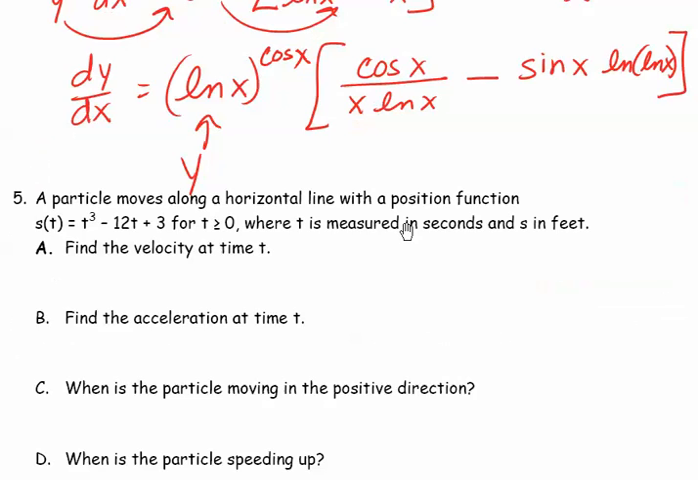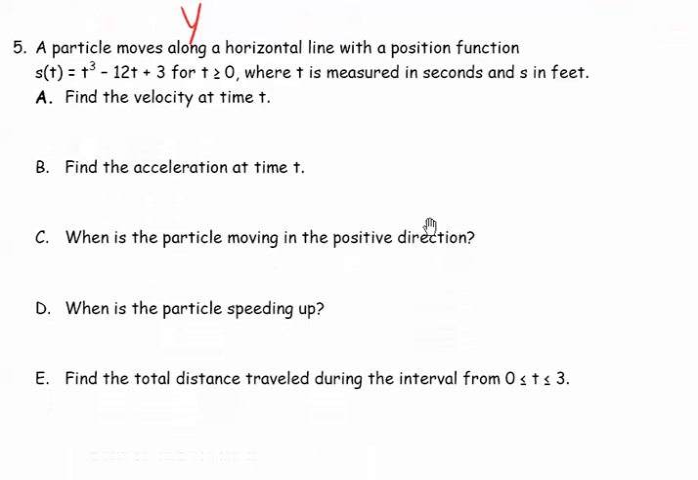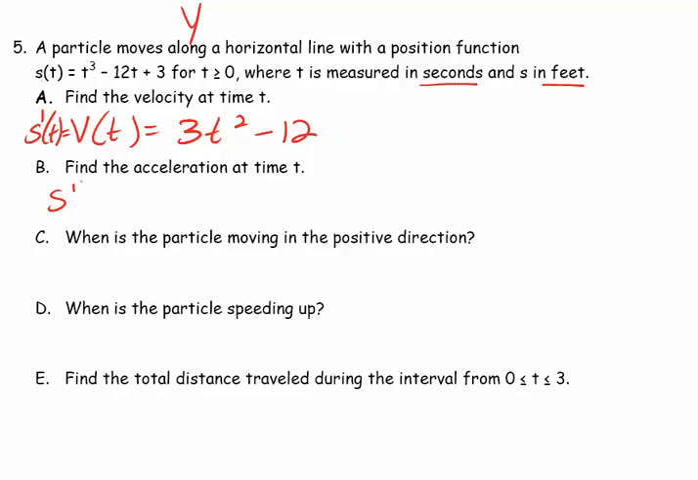All right. We have a particle moving along a horizontal line with a position function, measured in seconds and in feet. All right, velocity is our s prime of t. So velocity is the derivative of position, 3t squared minus 12. Acceleration is s double prime, the next derivative. So v prime is the acceleration, and that would just be 6t.